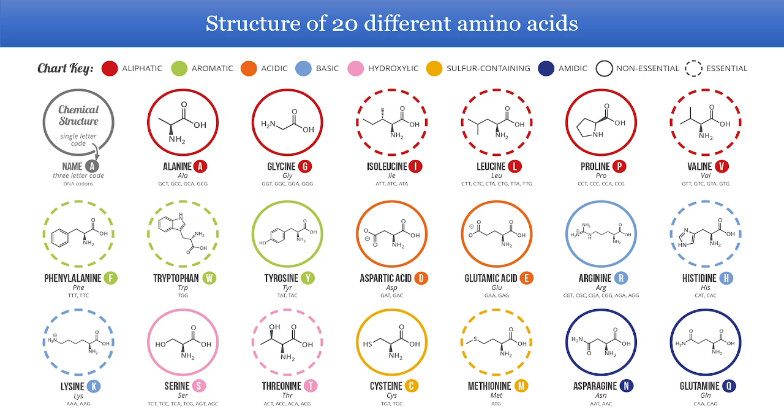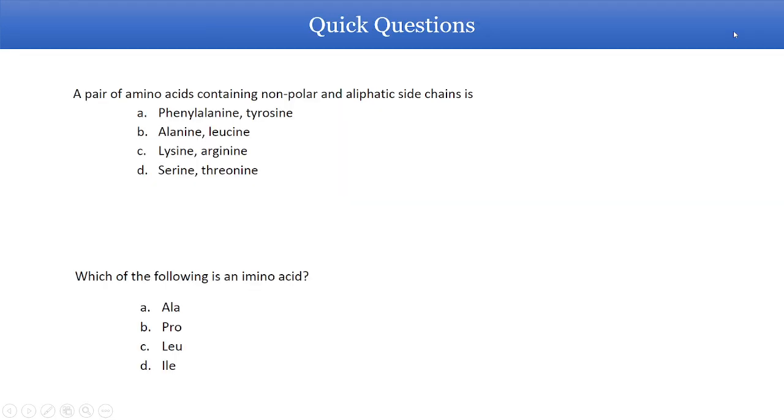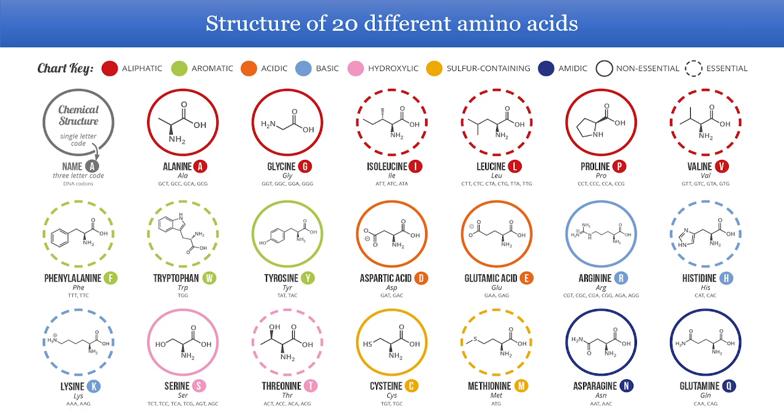The red circles indicate that it's an aliphatic amino acid. The green ones indicate it's aromatic, whereas the orange ones are acidic in nature, and the light blue ones are basic in nature. Whereas you have the pink ones that have a hydroxylic group or the OH group, where you have threonine and serine mainly. You have the sulfur containing group where you have methionine and cysteine. The amidic groups include your asparagine and glutamine.